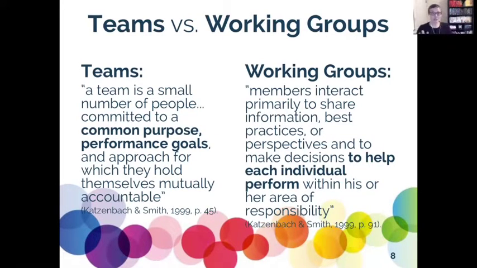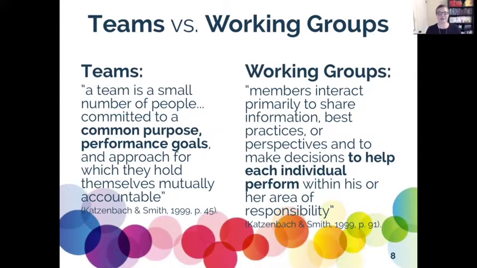So for me, this was a big aha because I have been in situations where I was on what now I see was really a working group, but it was being referred to as a team. But we had no collective responsibility. We had no reason to really collaborate. We were cooperating. We were very cooperative. We worked together in a sense, but we weren't creating something together. And I think that's the big difference between a working group and a team.